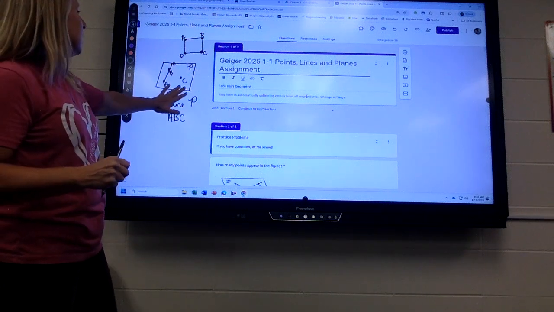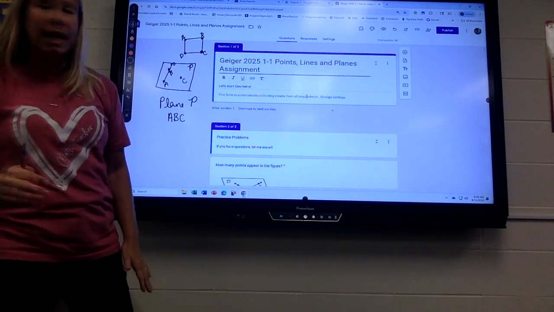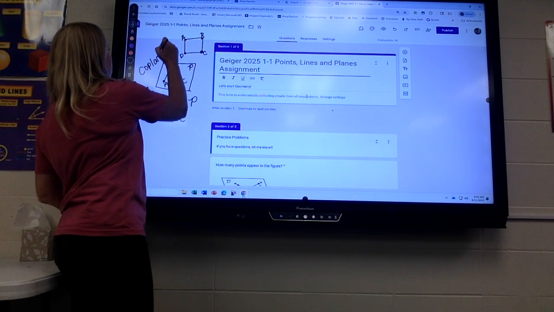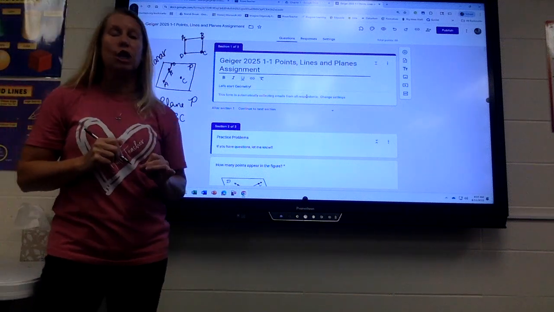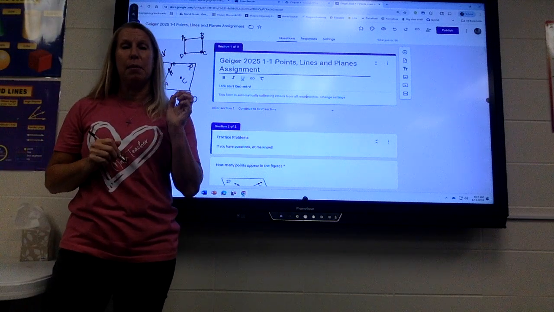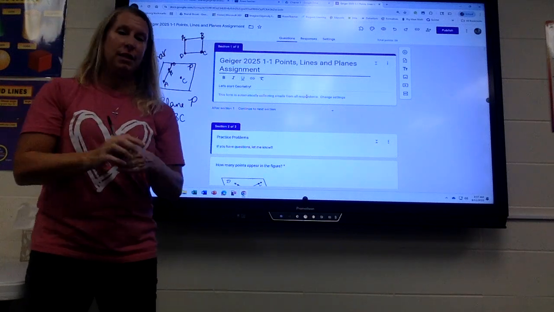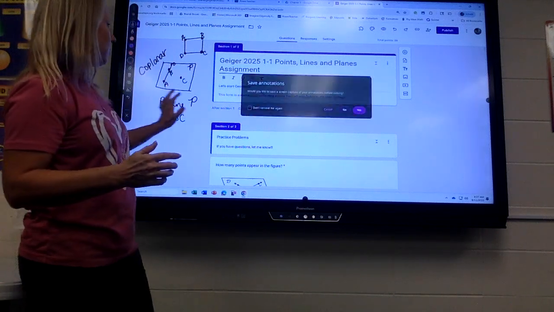Now points in the same plane are called coplanar points. Coplanar points are in the same plane. So we've got points, we've got lines, we've got planes. So hopefully that gives you an overview.